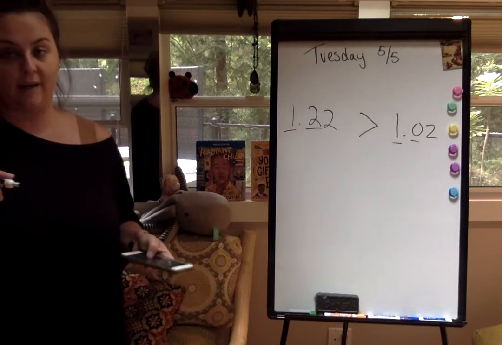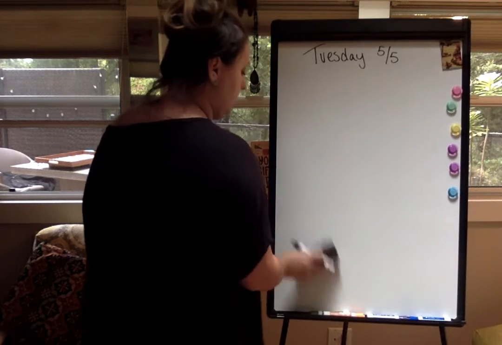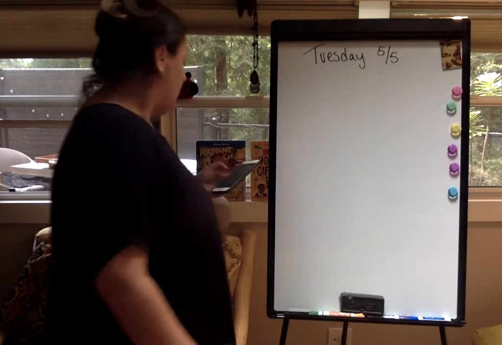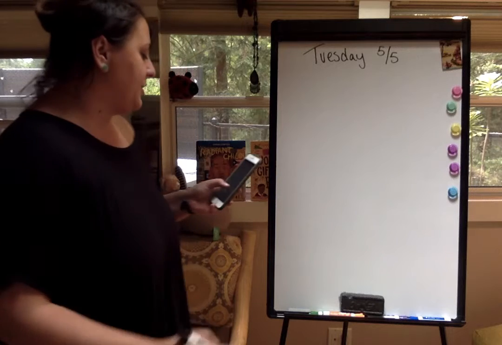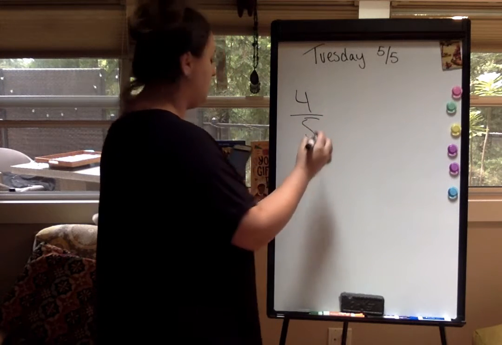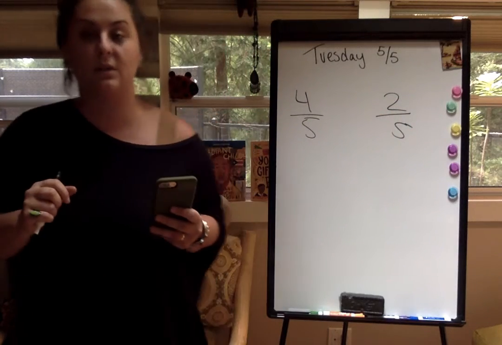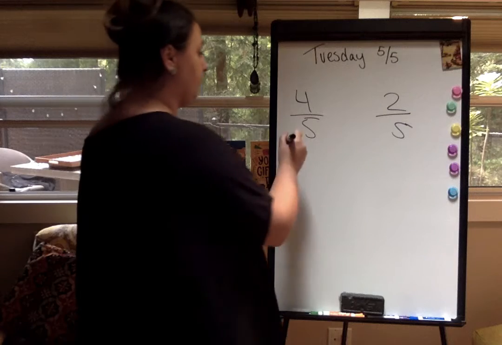But you already knew that. Okay, we are going to compare fractions now. So we've got 4/5 and 2/5. The easiest way to do this is to use the butterfly method.